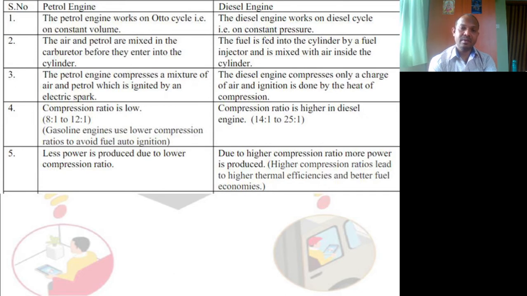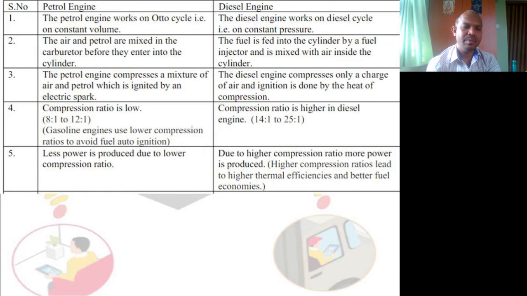In the diesel engine, what happens? It compresses only the charge of air, and ignition is done by the heat of compression. So it is called compression ignition, and this is called SI, spark ignition. Petrol engines are also called SI engines, whereas diesel engines are also called compression ignition, in short form CI engines.